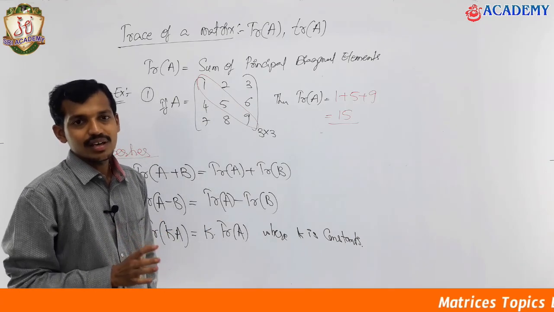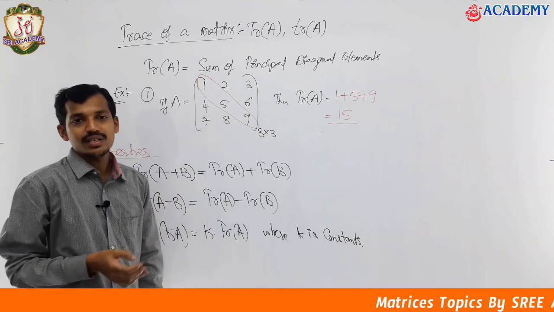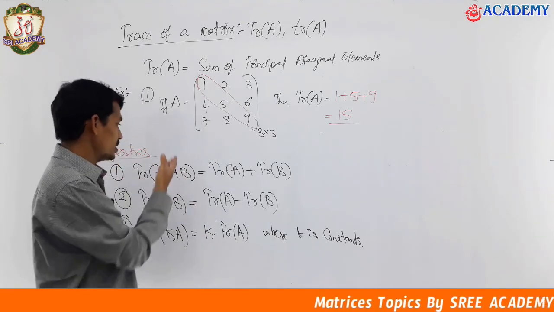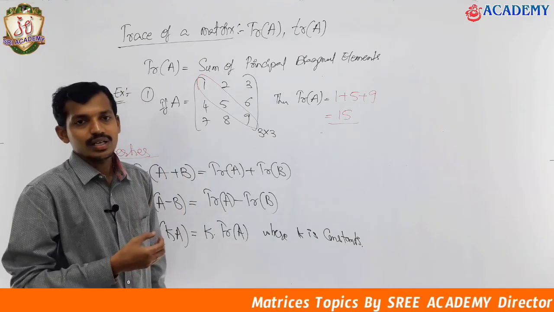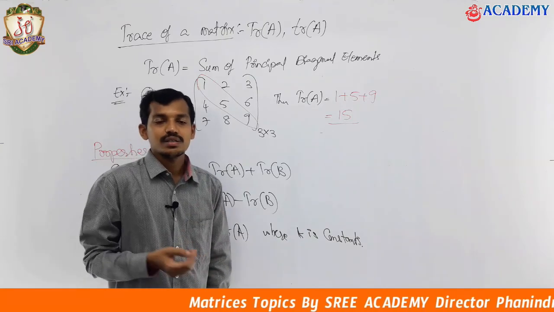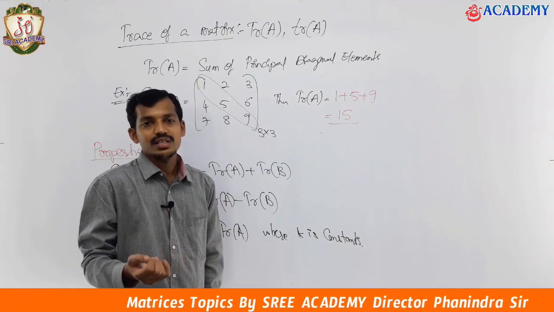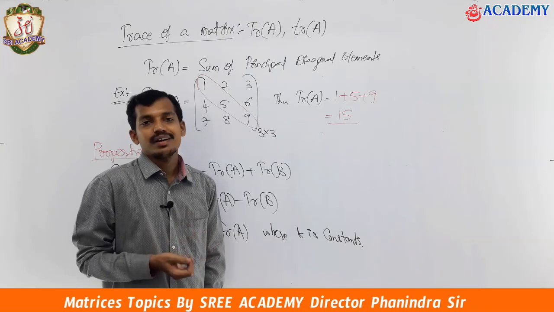Simple, very easy, right? Based upon this you will get problems indirectly. These are the properties you have to learn. By using these properties we will see some other problems. Okay, let's see the problems based upon trace.